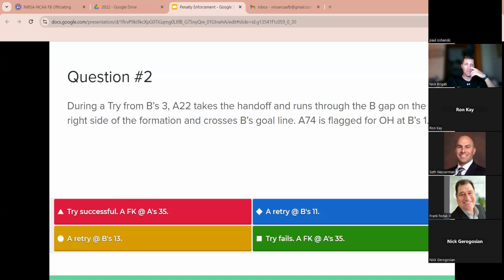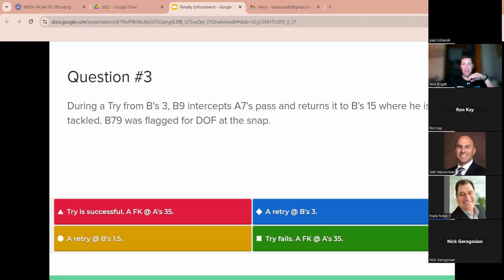Thanks, Paul. Appreciate it. Seth, you're going to be on deck for this. During a try from B's 3, B9 intercepts A7's pass and returns it to B's 15 where he's tackled. B79 was flagged for DOF at the snap.